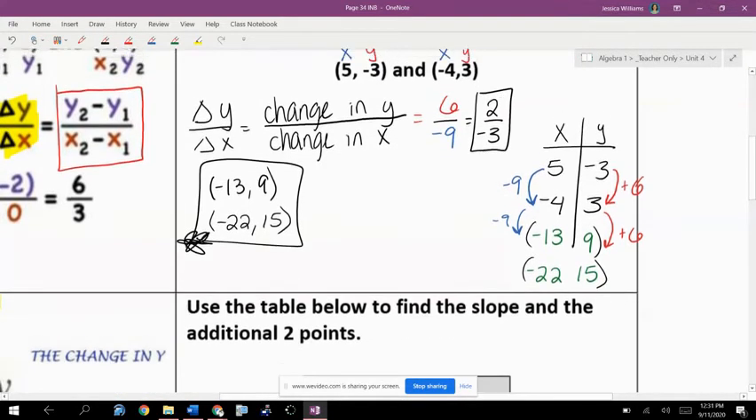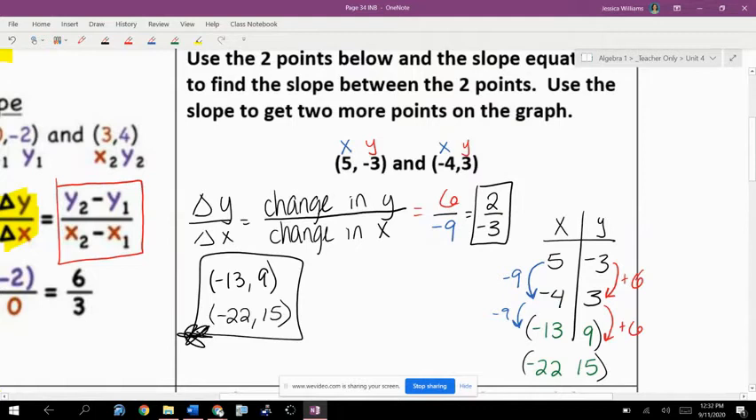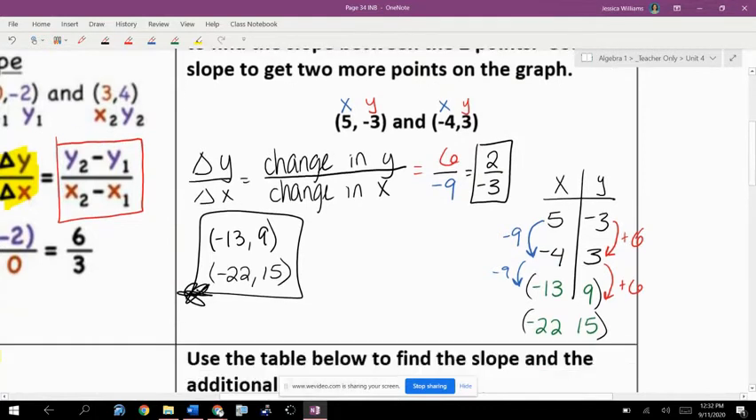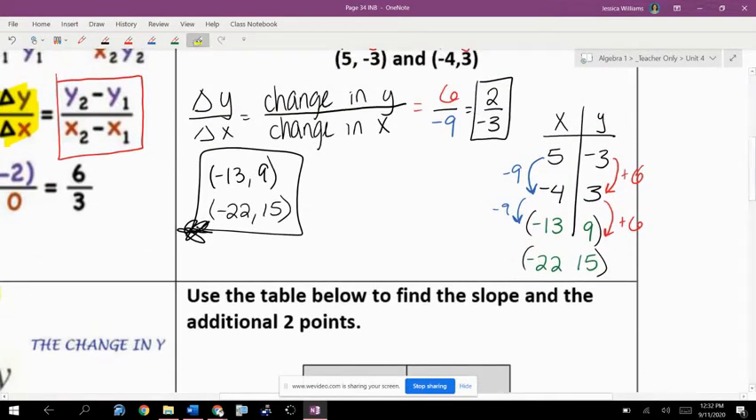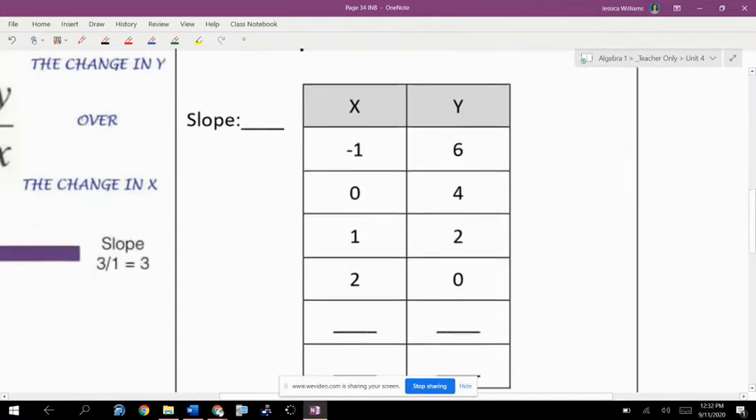Okay, that's how you find slope using the slope equation, change in y over change in x. Now we're going to go find slope using a table. And joke's on you, we just found slope using a table. This is a table. So we're actually just going to do the exact same thing. So I always start with y's first so that I don't get them backwards. We're going to go find the change in y.